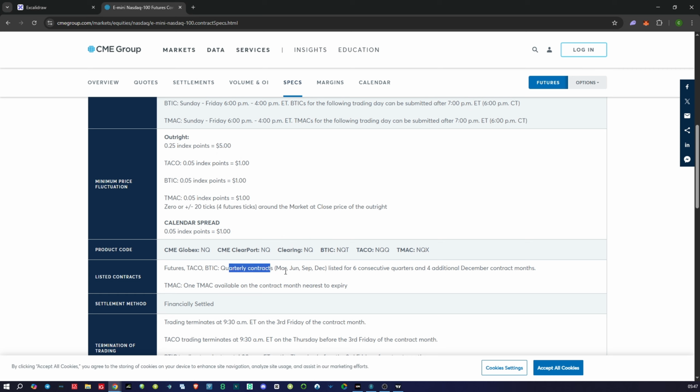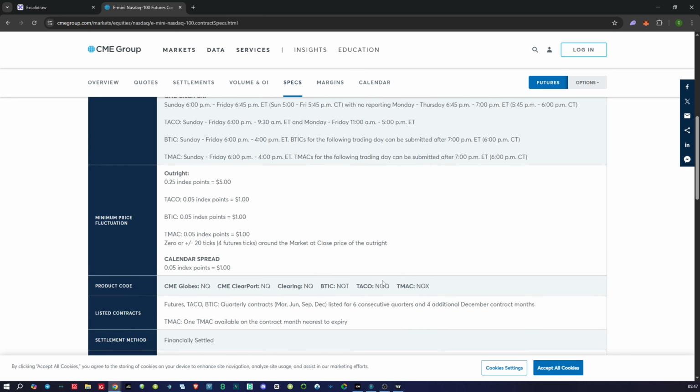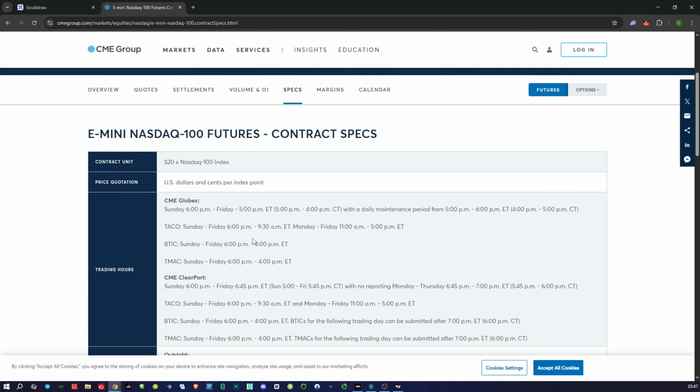Quarterly contracts, you can see it March, June, September, December, and then that's it for now. And it's trading almost 24/7. You can see the time it trades, starting at Sunday 6 p.m. Eastern time until Friday. Then we've got a daily close between 5 p.m. and 6 p.m. Eastern Time. That's the only time this market is closed.